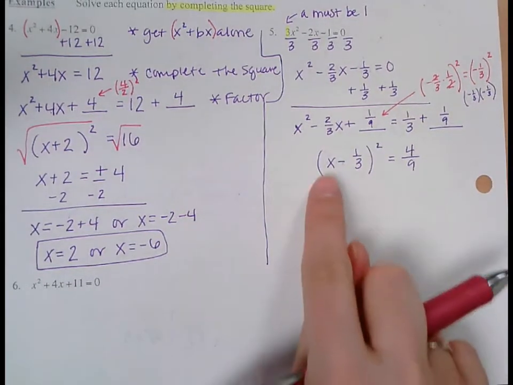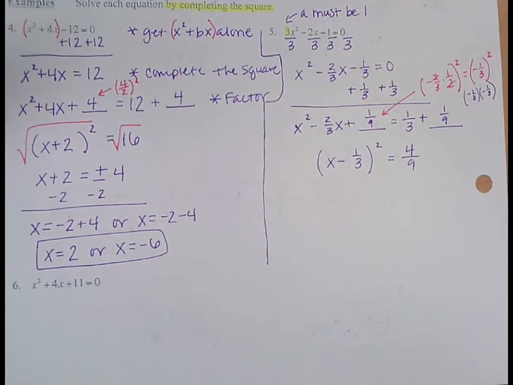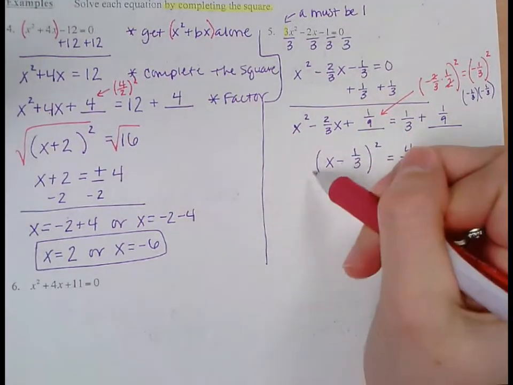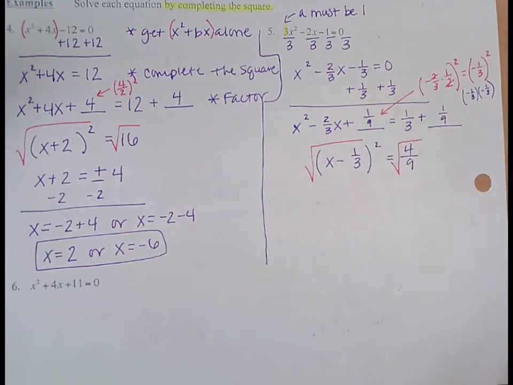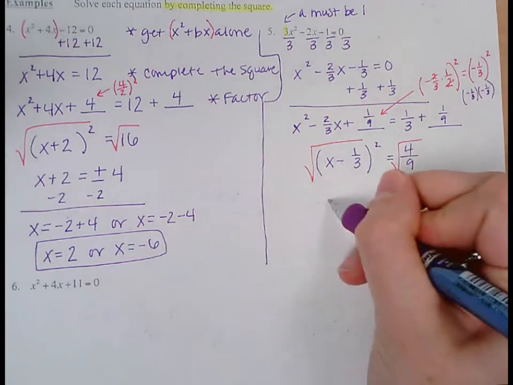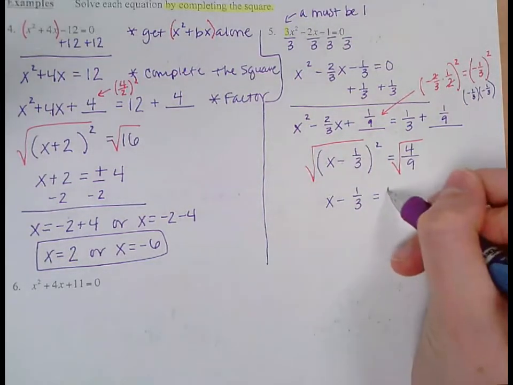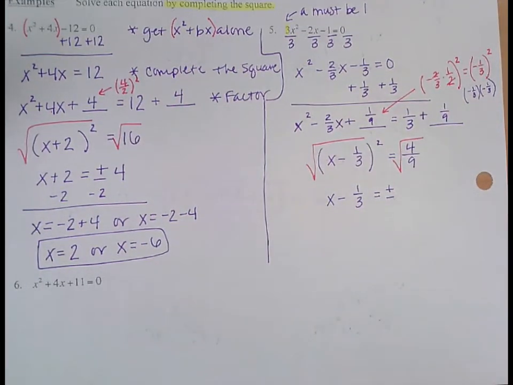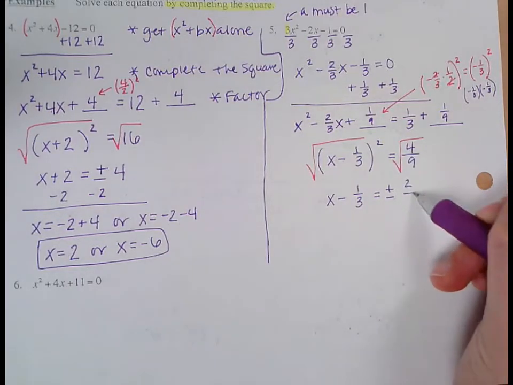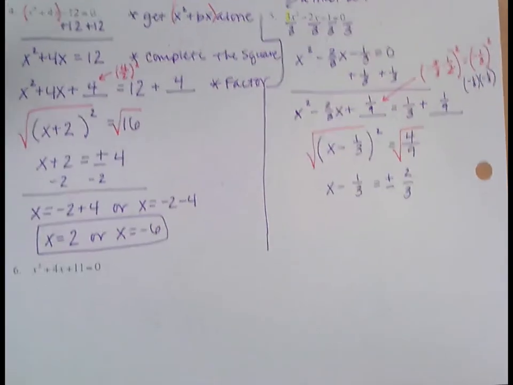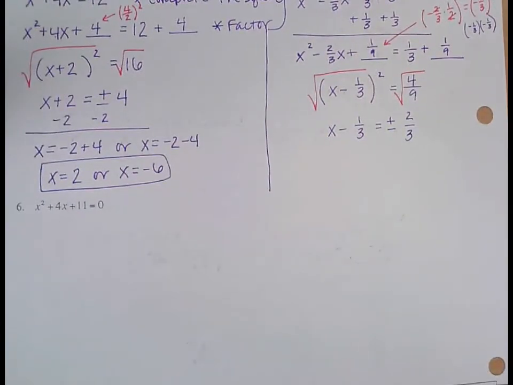Okay, we're ready then to do what? What do we do from here? Square root. So x minus 1/3 equals plus or minus, what's the square root of 4/9? 2/3. So square root of a fraction, you just take the square root of the top and the bottom.